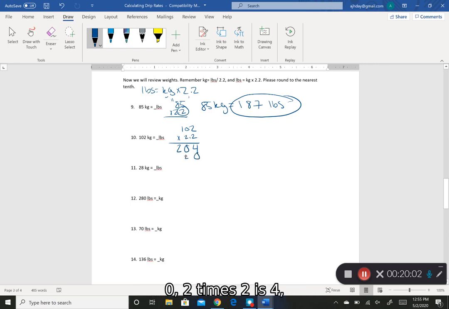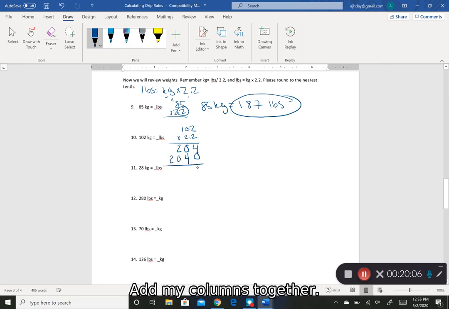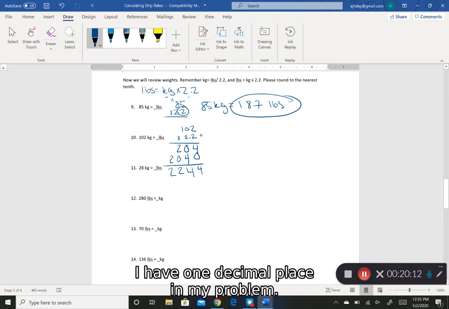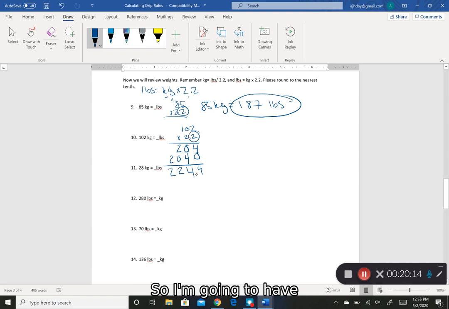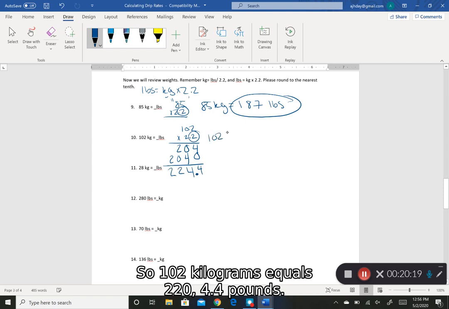2 times 2 is 4. 2 times 0 is 0. 2 times 1 is 2. Add my columns together. I have 1 decimal place in my problem, so I'm going to have 1 decimal place in my answer. So 102 kilograms equals 224.4 pounds.